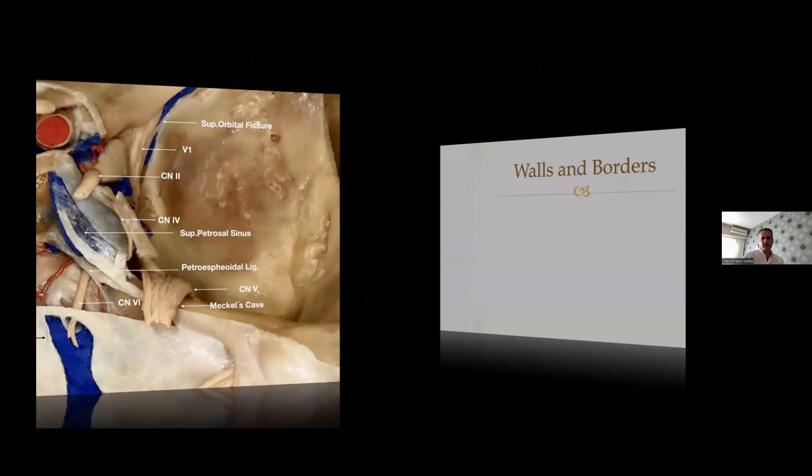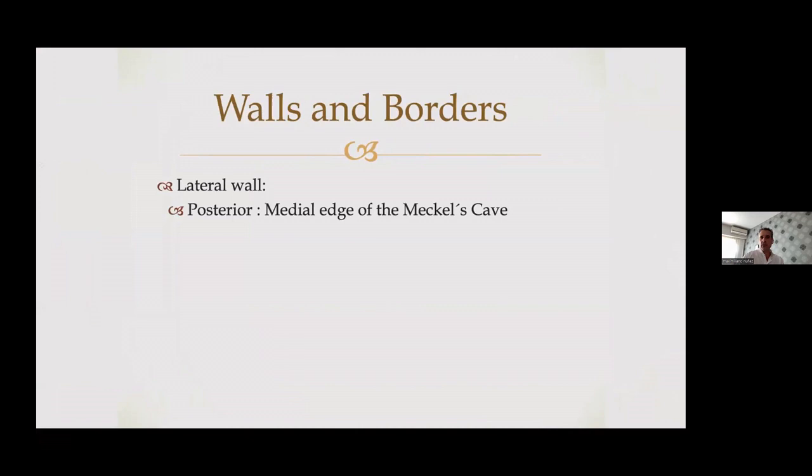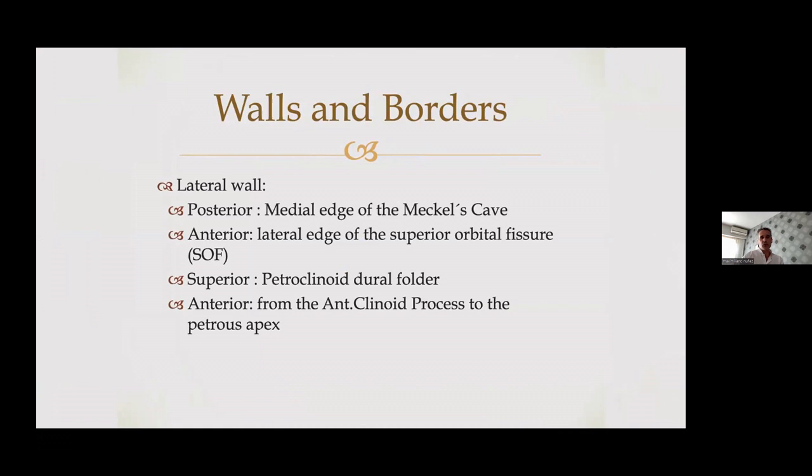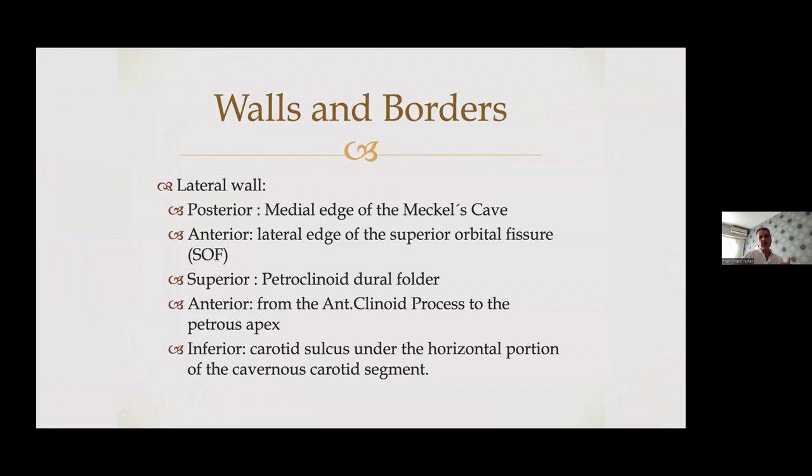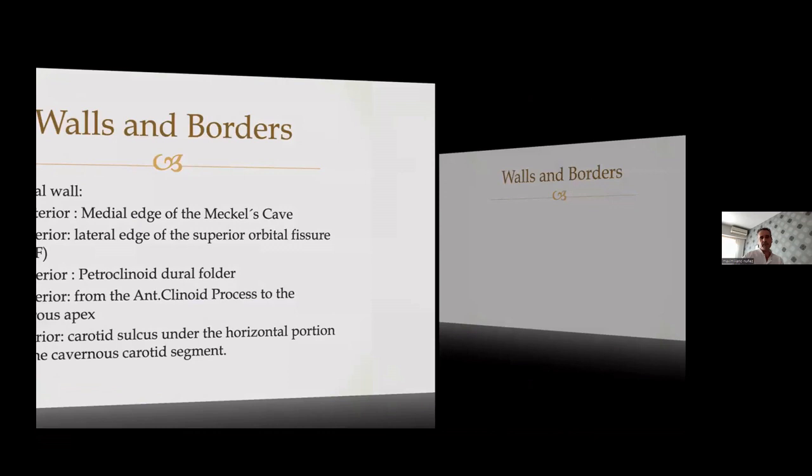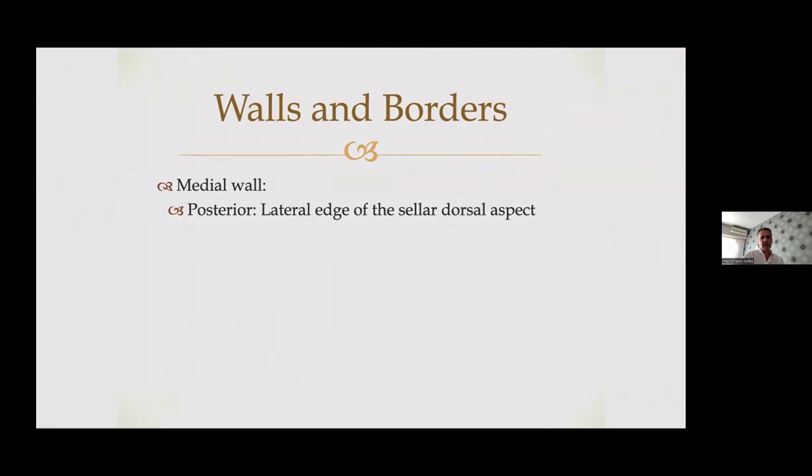About walls and borders, lateral wall: posterior, medial edge of the Meckel's cave; anterior, lateral edge of the superior orbital fissure; superior, petroclinoid dural fold, we will describe soon, from the anterior clinoid process to the petrous apex. The inferior is the carotid sulcus under the horizontal portion of the cavernous carotid segment. So, the medial wall is very important to describe. I will try to describe it soon.